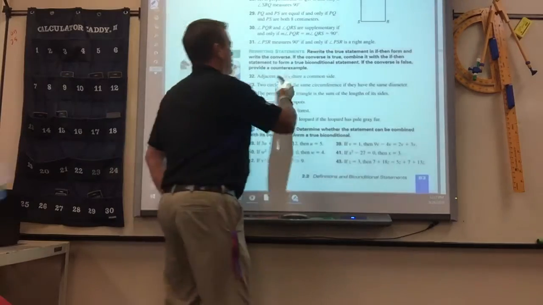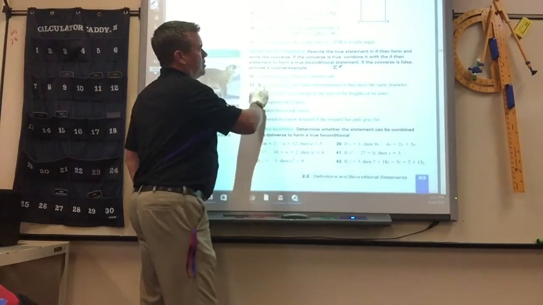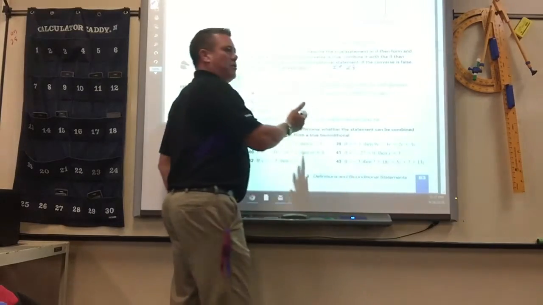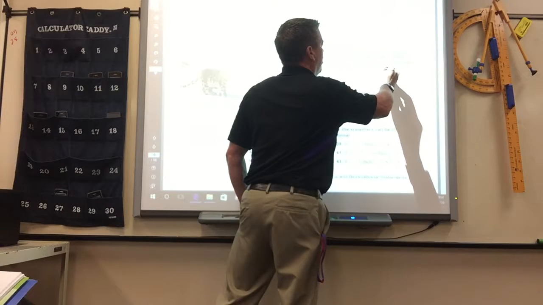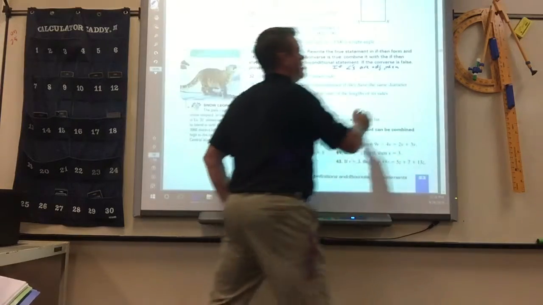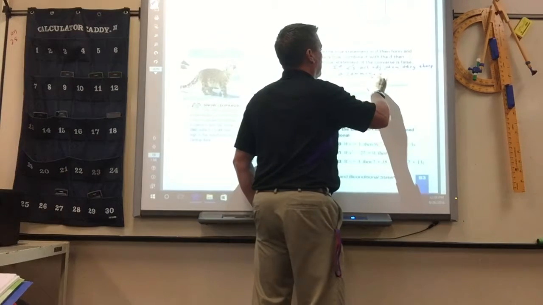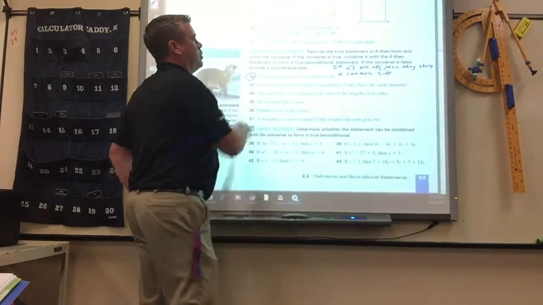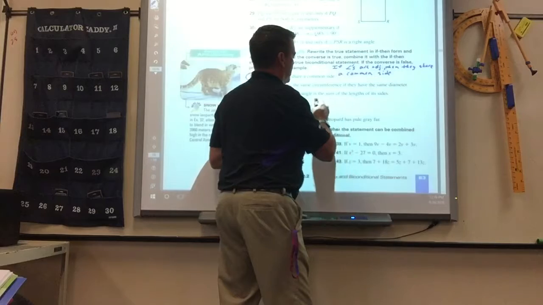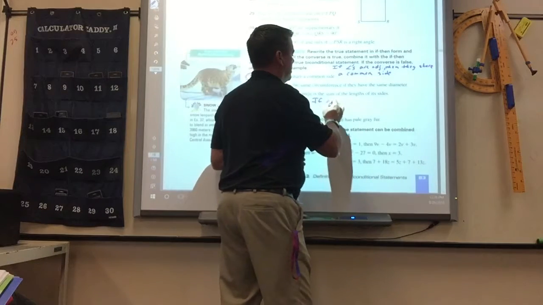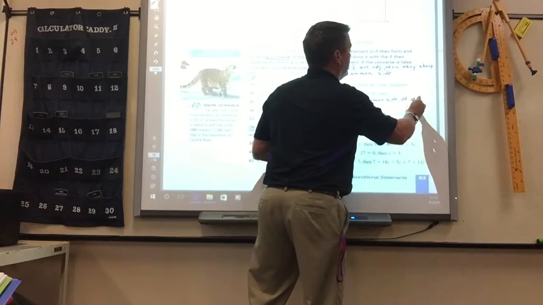So 32 would be, the way you would word it, you'd say, if angles are adjacent, and again, you can abbreviate however much you want. If angles are adjacent, then they share a common side. Okay? Then you write its converse. So the converse is you got to switch the order. You'd say if angles share a common side, then they are adjacent.